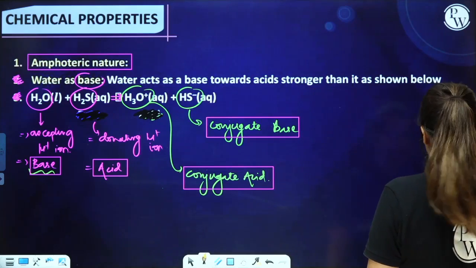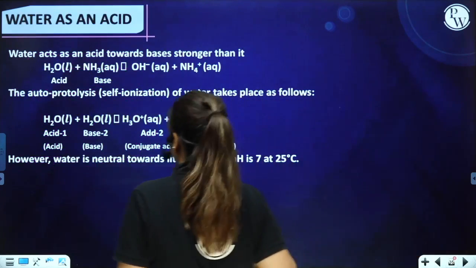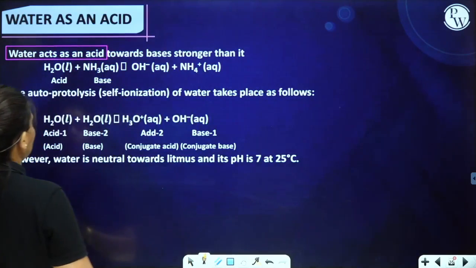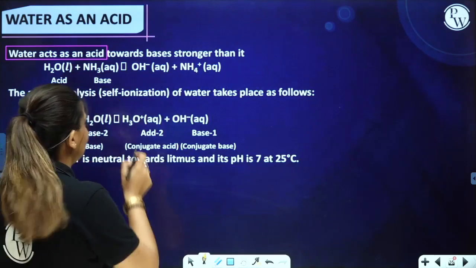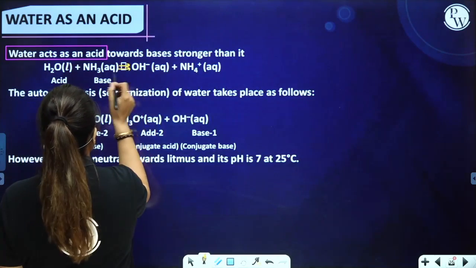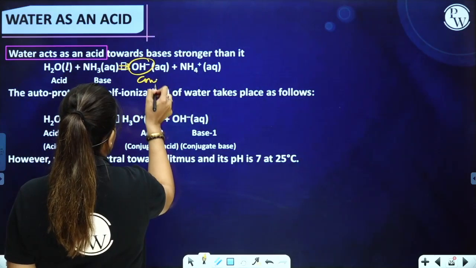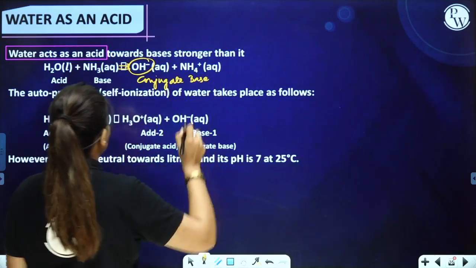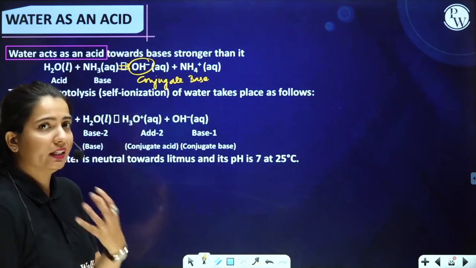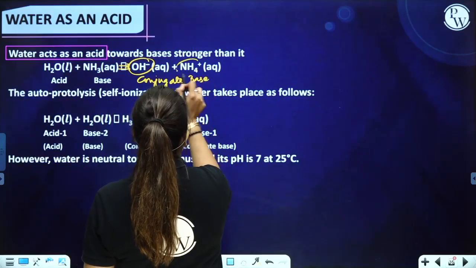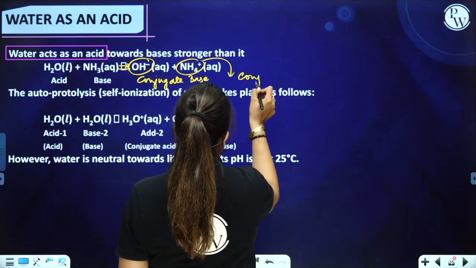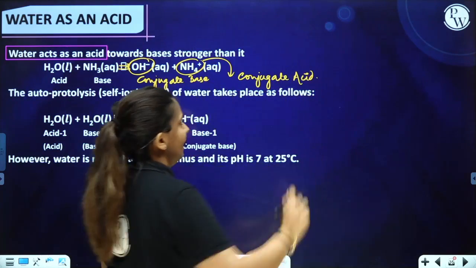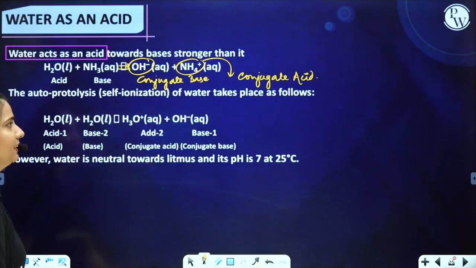Now let's move forward. It can behave as an acid also. As it is behaving as a base, it can behave as an acid also. So what will it do? It will donate the H positive ion. So this will become OH negative, and OH negative will be called a conjugate base. And ammonia is a base. It accepts one H positive ion. It is behaving as a base. So here it will behave as a conjugate acid. So one of them is conjugate base and the other is conjugate acid.